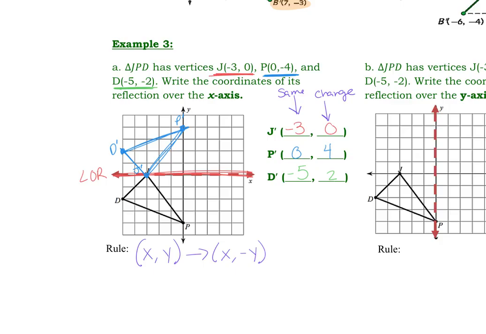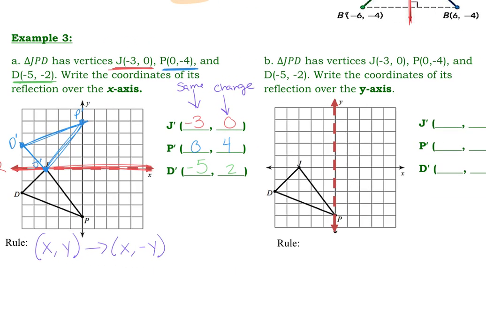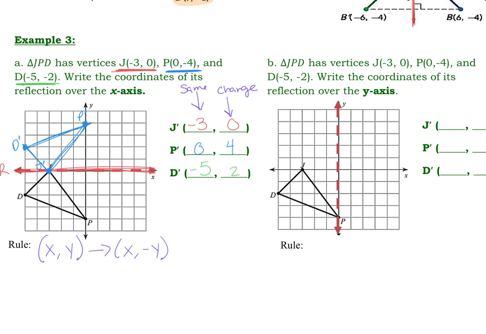All right, the next one, we're starting with the same triangle, the JPD from the problem we just did, but this time we're reflecting it over the y-axis. So this is our line of reflection. So the rule changes, x comma y, instead of it being the other way, what's changing now? So instead of the y changing, this time we have the x changing. So it's going to be negative x comma y.